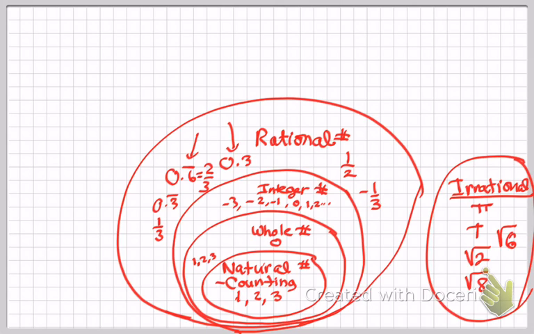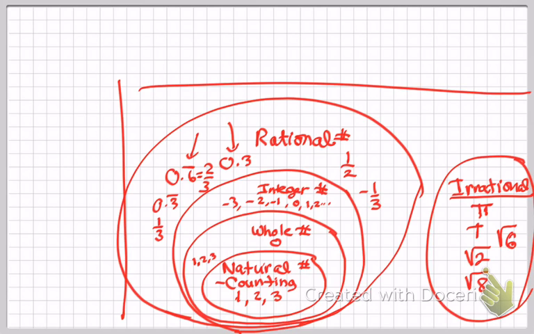Now I know pi, we can write it as a fraction, but if you divide it, it would go on and on forever with no pattern. It's not a repeated pattern, okay? Now, together we call these two groups what?